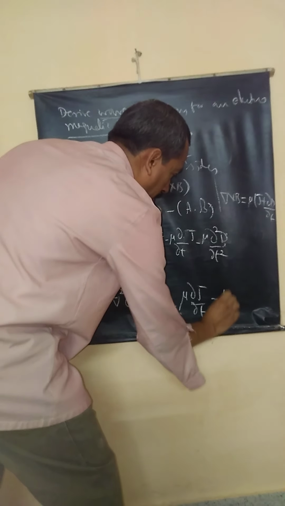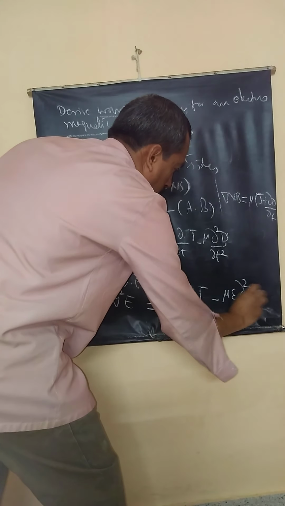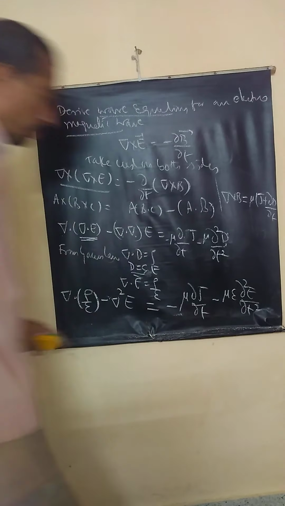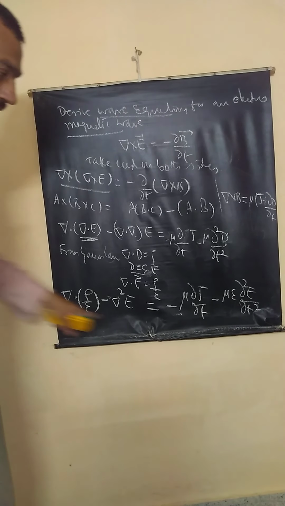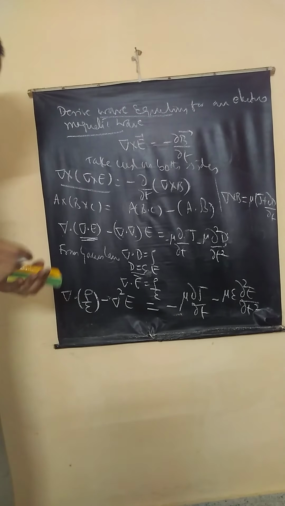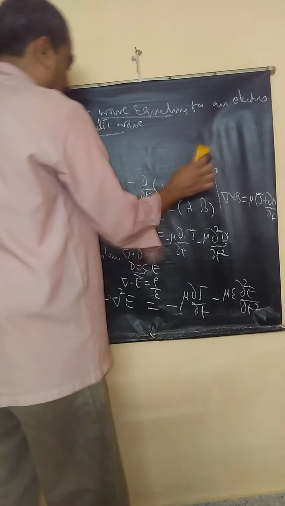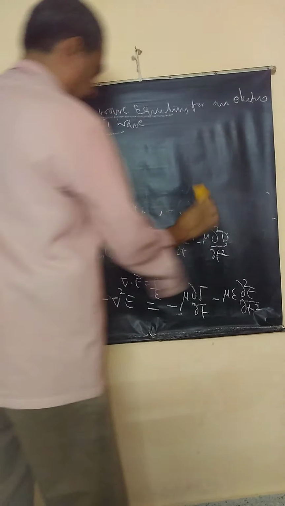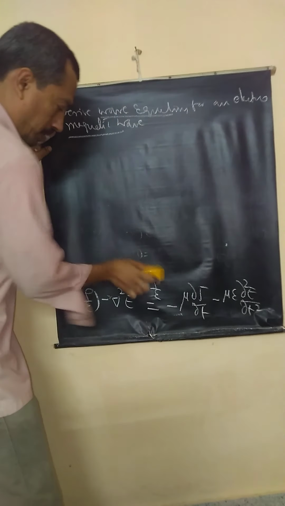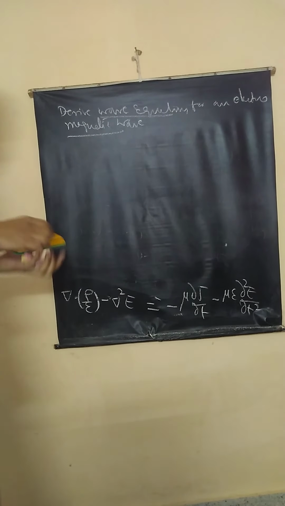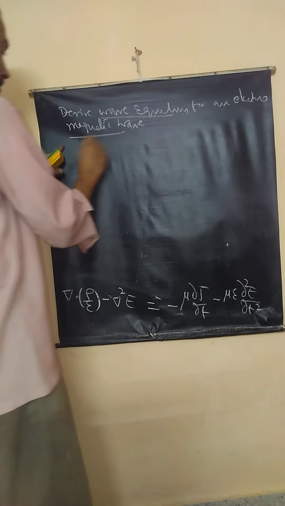see D is equal to epsilon E. So what can I write? Mu epsilon into ∂²E/∂t². Look at the wave equation. In maths you have seen the wave equation. This looks like a wave equation, correct? Now I'll make a few changes. See here, this itself is a wave equation.